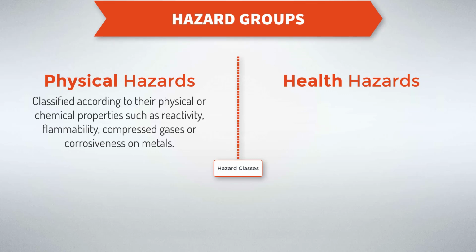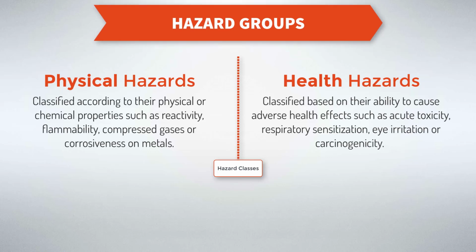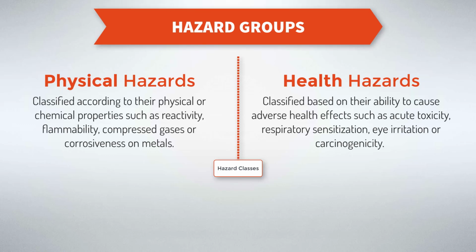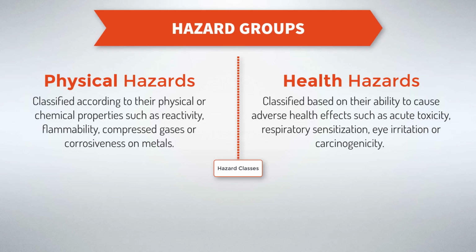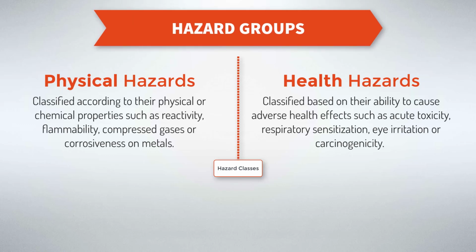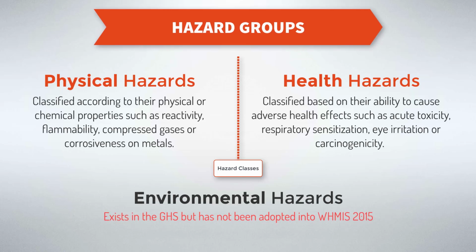Health hazards group. Hazardous products are classified in this group based on their ability to cause adverse health effects such as acute toxicity, respiratory sensitization, eye irritation, or carcinogenicity. While an environmental hazards group exists in the GHS, it has not been adopted in WHMIS 2015. However, WHMIS 2015 allows manufacturers, suppliers, and employers to include environmental hazards in their labels and safety data sheets whenever possible.